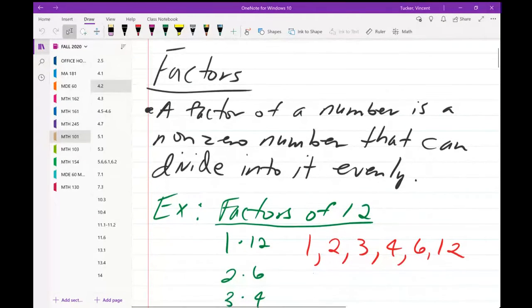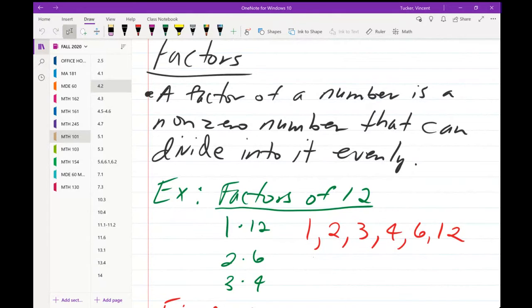All right, so when we look at factors, say we're looking at factors of 12, it'll be 1 times 12, 2 times 6, and 3 times 4. So if they were to ask you to list them, normally they ask you to list them in order: 1, 2, 3, 4, 6, and 12.